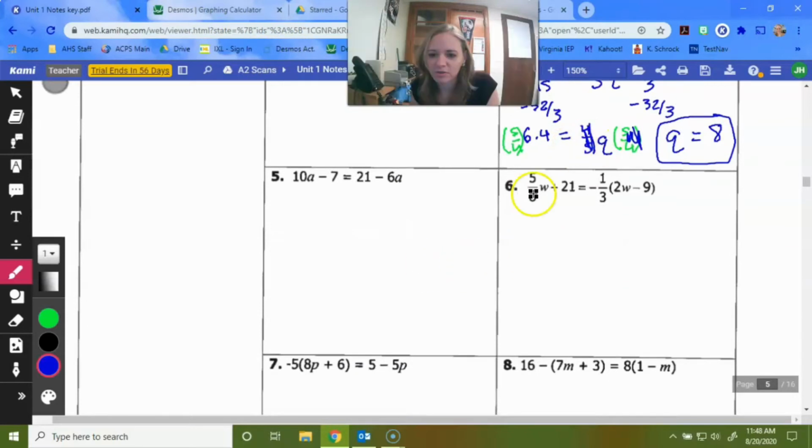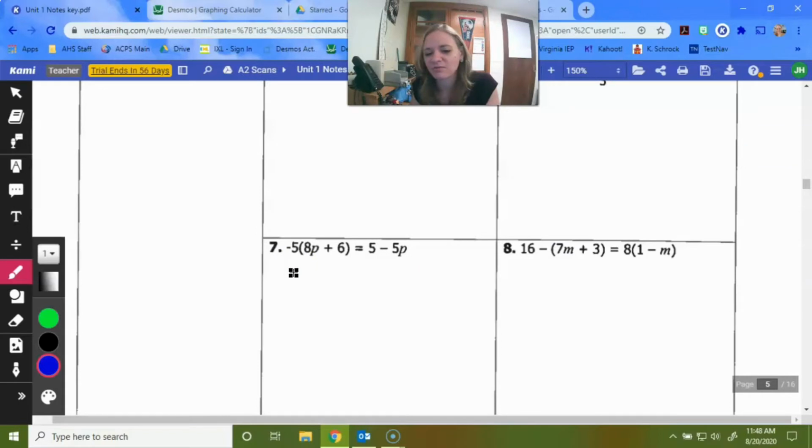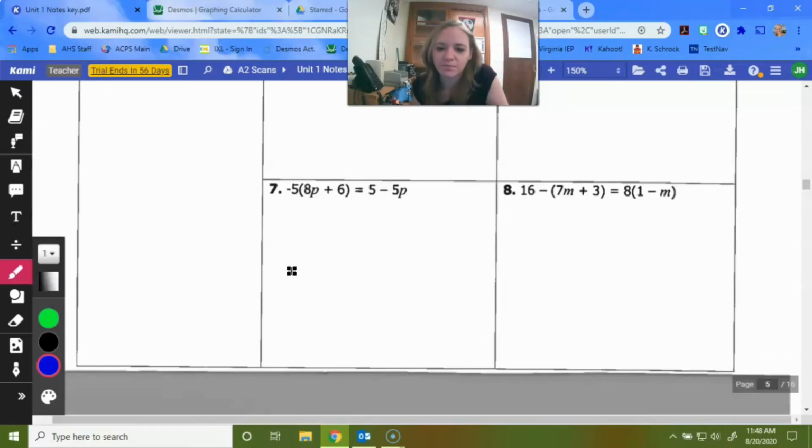Okay, so that was probably the main thing I wanted to go over. So let the calculator do those hard fractions for you if you would like to. And if you want to try it by hand, just make sure you get the common denominator.